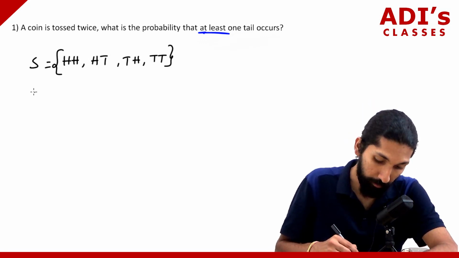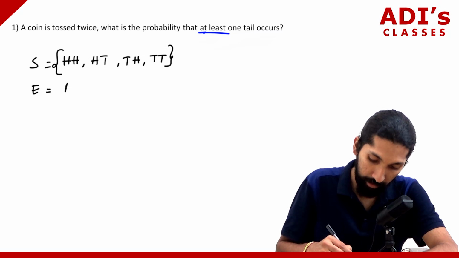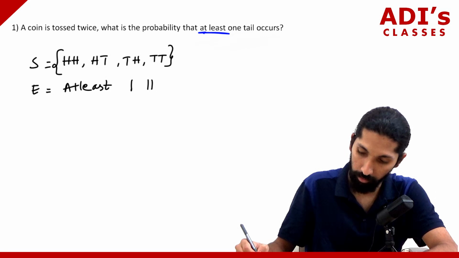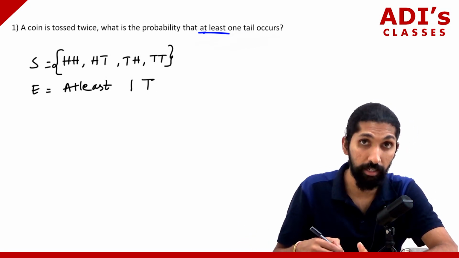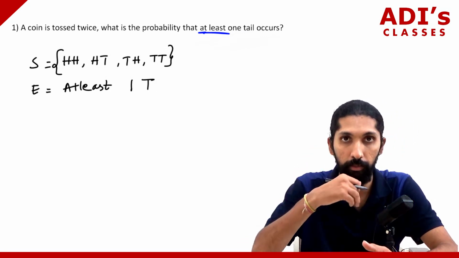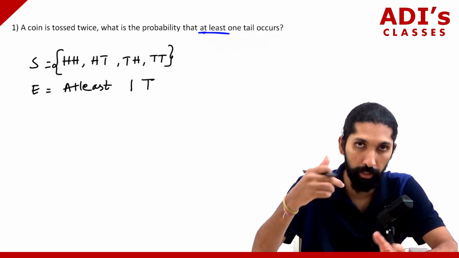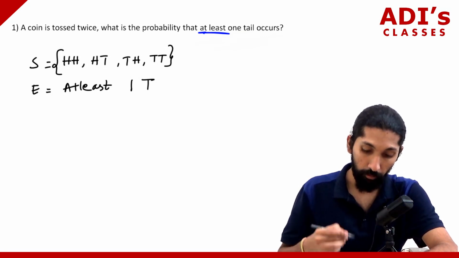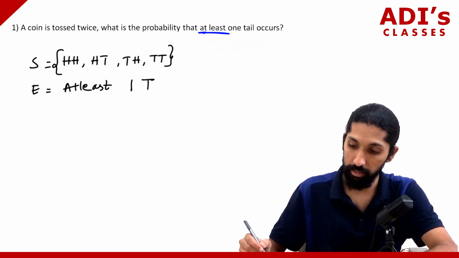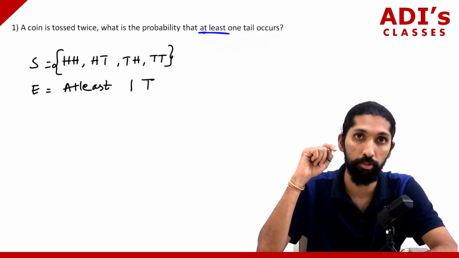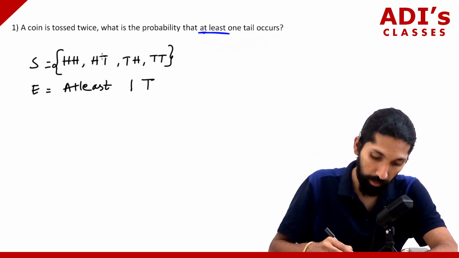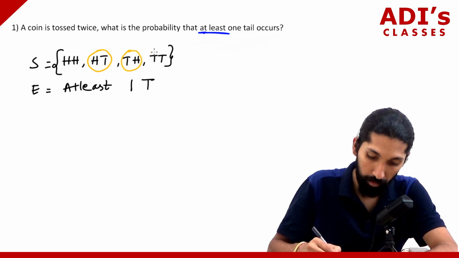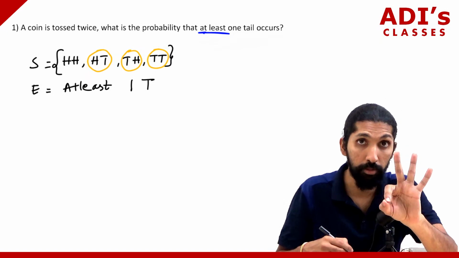Okay. And the event E is equal to at least one tail. So it's not one head, sorry, it's one tail, at least one tail. Well, the probability remains the same, but of course the question is going to be different. At least one tail. Okay, now when we say at least one tail, let's encircle the possible choices. This is one. This is one. This is one. Correct? So there are three possibilities.